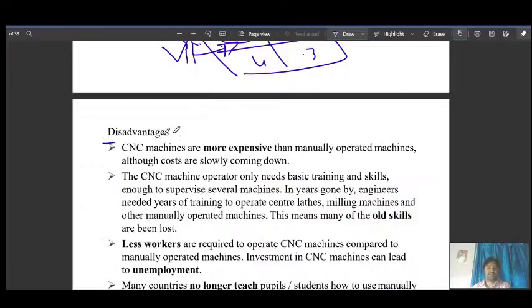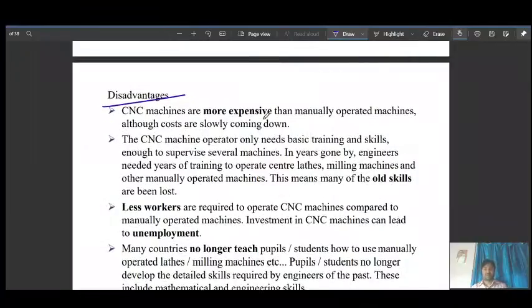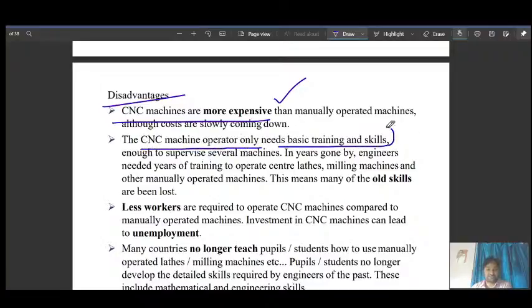Again, there are some disadvantages, as you have seen. It is more expensive, obviously it will cost more. Then CNC machine operators only need basic training, enough skill to supervise several machines. So if one is trained in the CNC machine, only one person can supervise many machines.